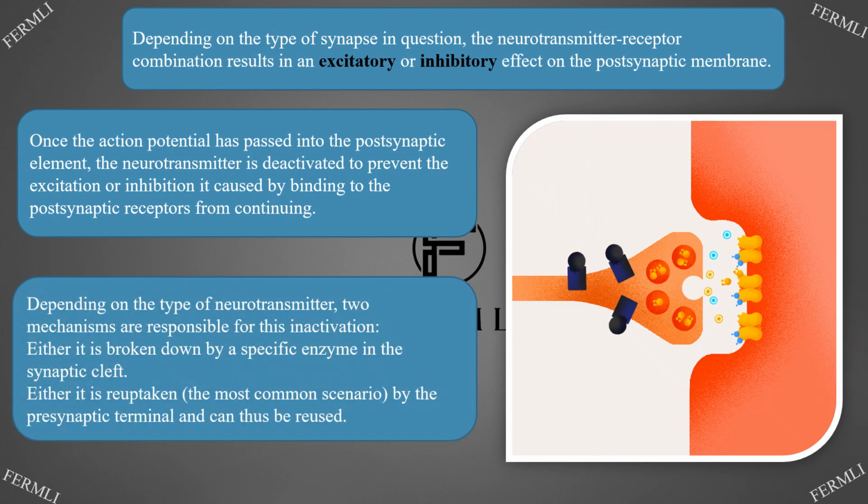Depending on the type of neurotransmitter, two mechanisms are responsible for this inactivation. Either it is broken down by a specific enzyme in the synaptic cleft. Or it is reuptaken, the most common scenario, by the presynaptic terminal, and can thus be reused.